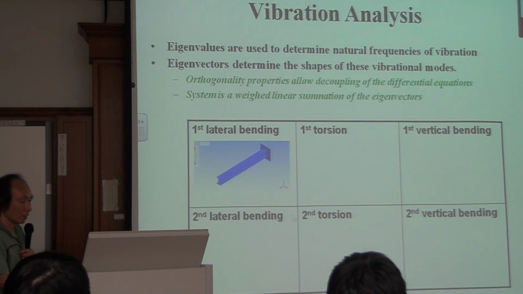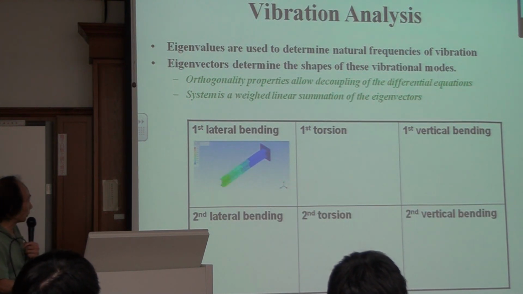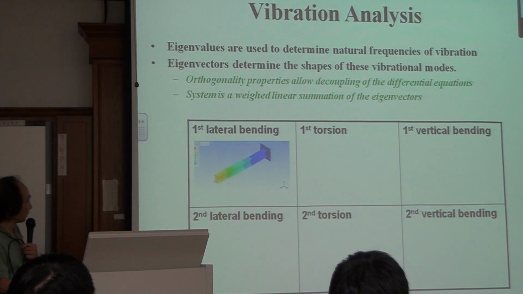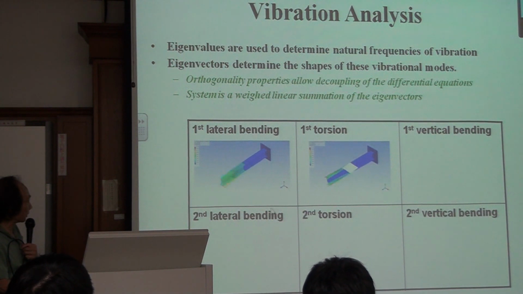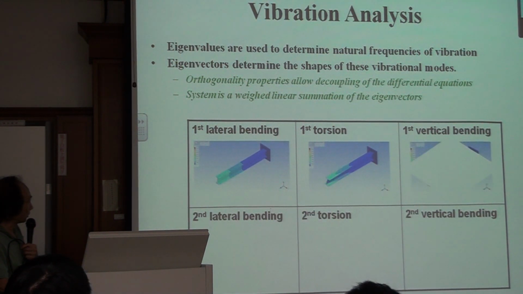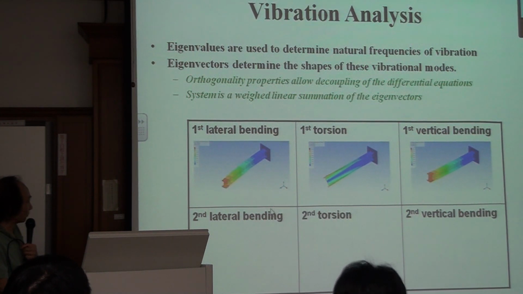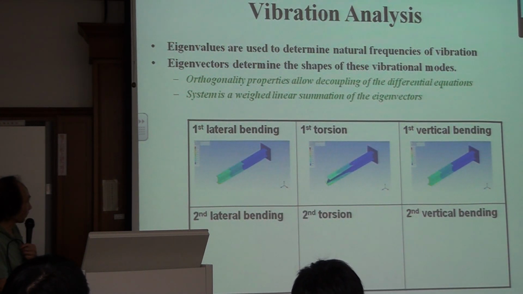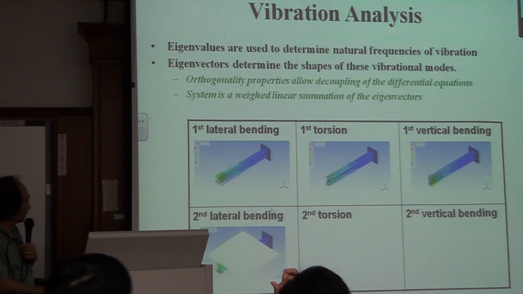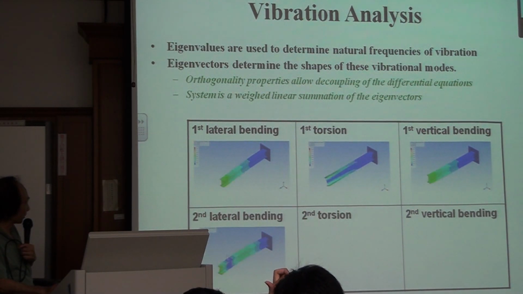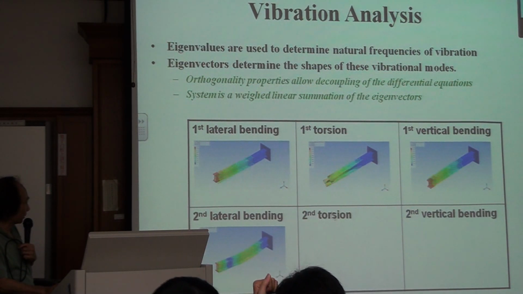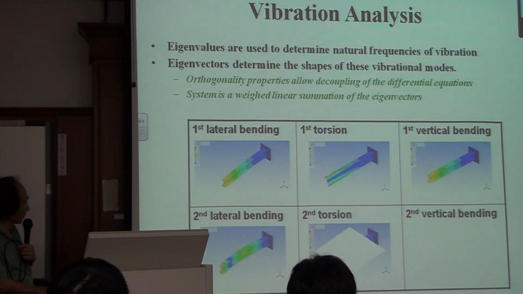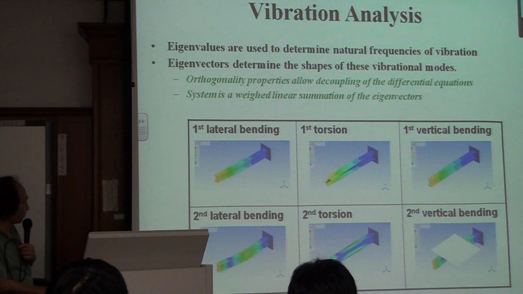Look at this, this is the first bending. This is the first torsion. This is the first vertical mode. The second lateral bending. Look at this, the second torsion. This is the second vertical bending.